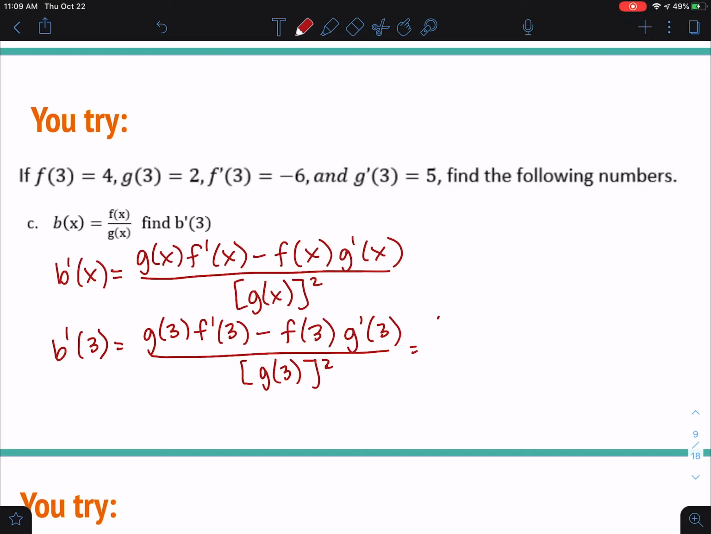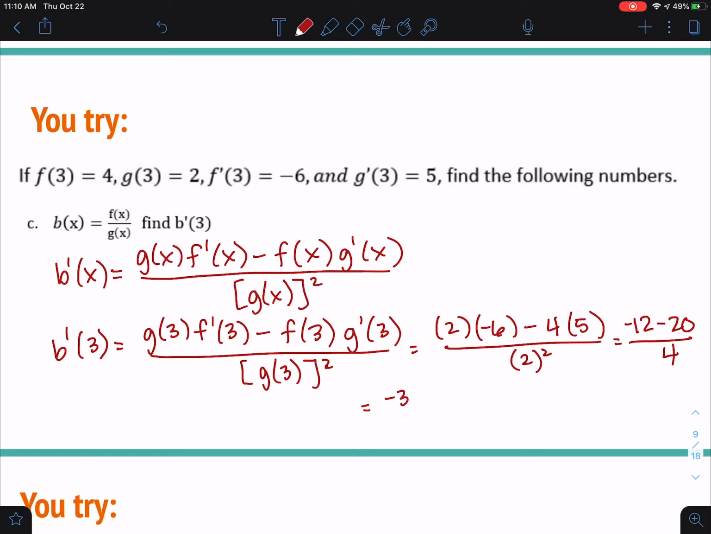So g of 3 is going to be 2. F prime of 3 is going to be -6. F of 3 is going to be 4, and g prime of 3 is going to be 5. All of that divided by g of 3, which is 2, squared. When I simplify that, I get -12 minus 20 over 4, which is -32 over 4, which is -8. So I know that b prime of 3 is going to be -8.